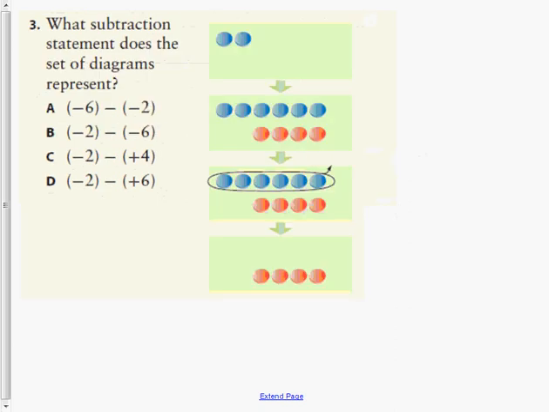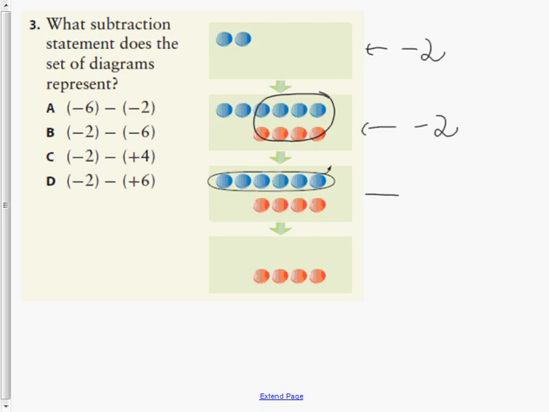Question 3, which subtraction statement does the set of diagrams represent? So in the first picture, you see that you started with a negative 2. And in the second picture, you still have negative 2. All of these here are just 0 pairs, right? So the second picture still represents a negative 2.